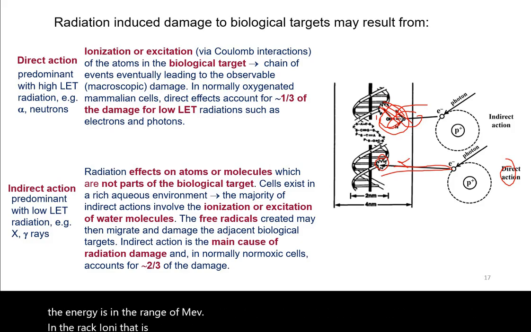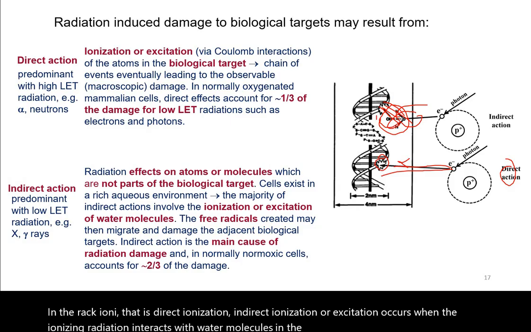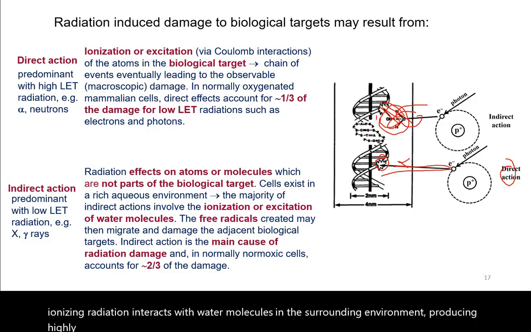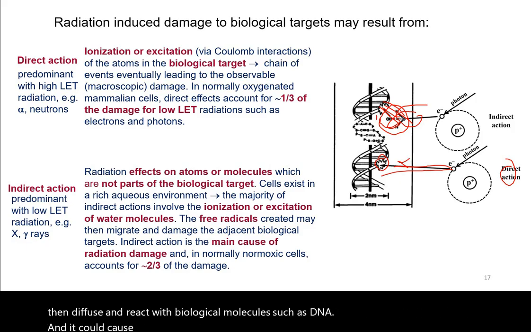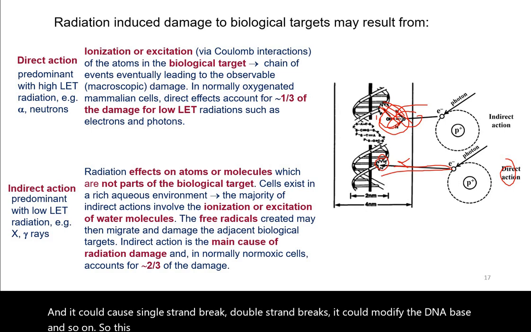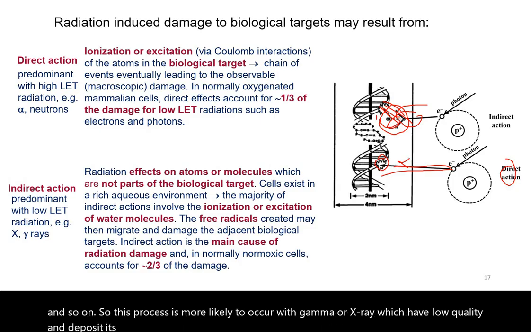That is direct ionization. Indirect ionization or excitation occurs when the ionizing radiation interacts with water molecules in the surrounding environment, producing highly reactive free radicals such as hydroxyl radicals and so on. These free radicals can then diffuse and react with biological molecules such as DNA, and it could cause single strand breaks, double strand breaks, or modify the DNA base and so on. So this process is more likely to occur with gamma or X-ray, which have low LET and deposit their energy over a slightly thicker or deeper distance from the surface.